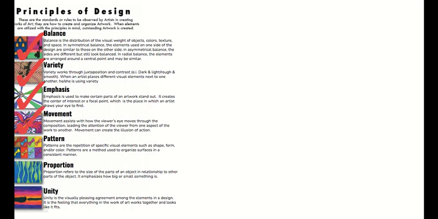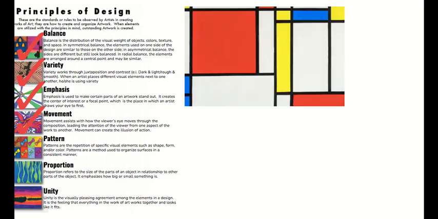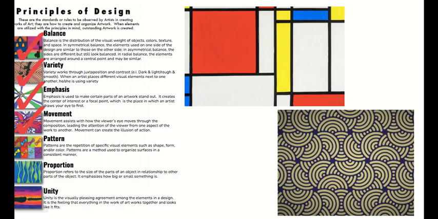Pattern is our next principle of design. Patterns are the repetition of specific visual elements such as shape, form, line, color, etc. Patterns are a method used to organize surfaces in a consistent manner. So when we create patterns, we are repeating consistent things over and over again. If you take a look at this work of art, you'll see that there are patterns within the shapes and the colors that the artist decided to use. You can also find patterns on floors, on tiles.